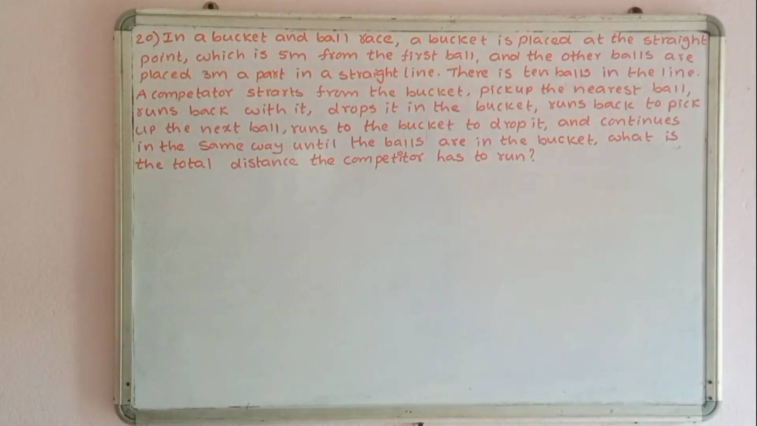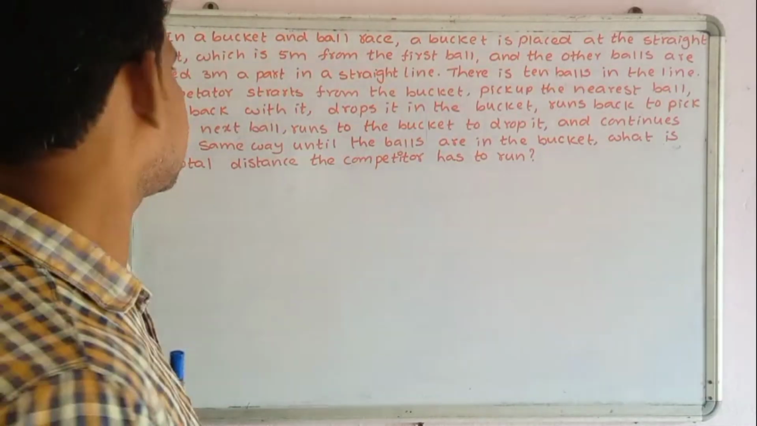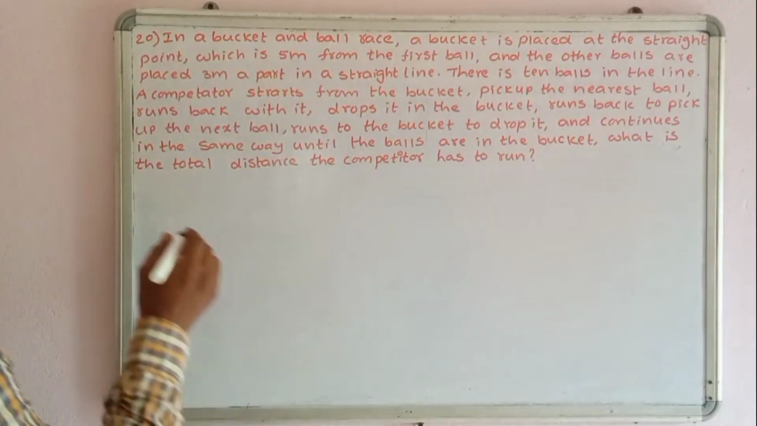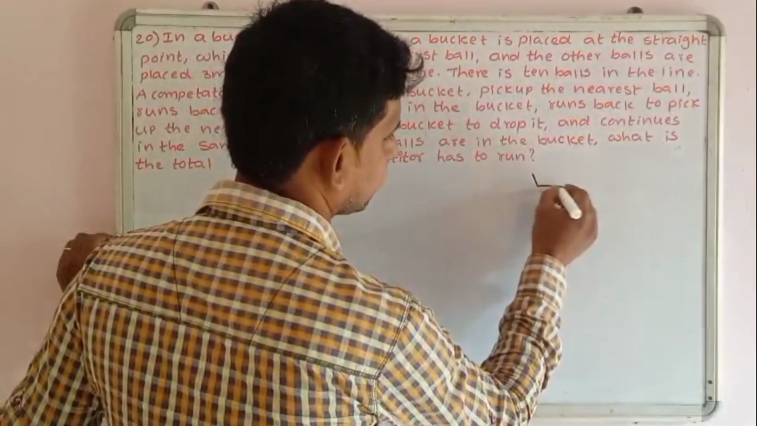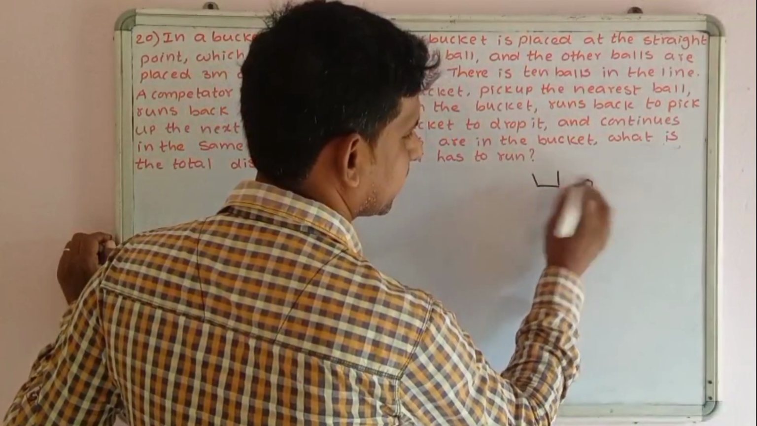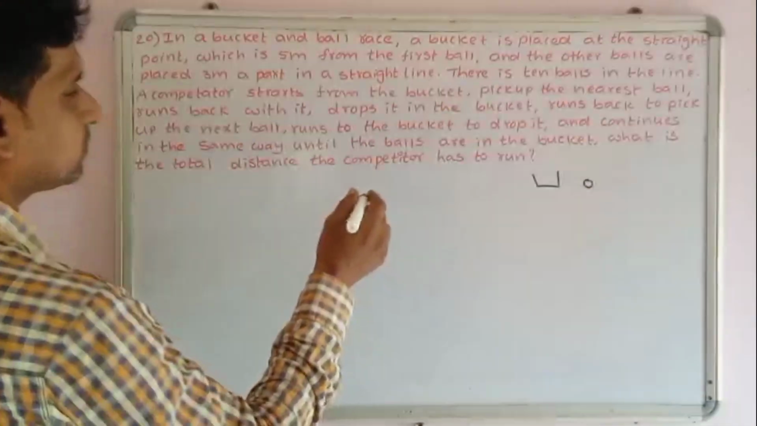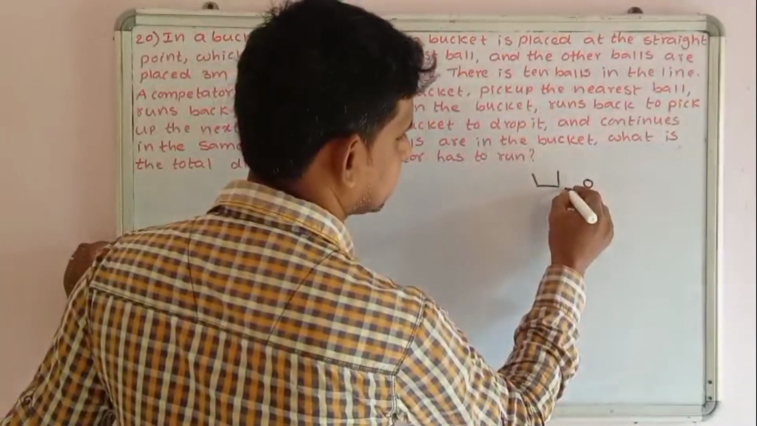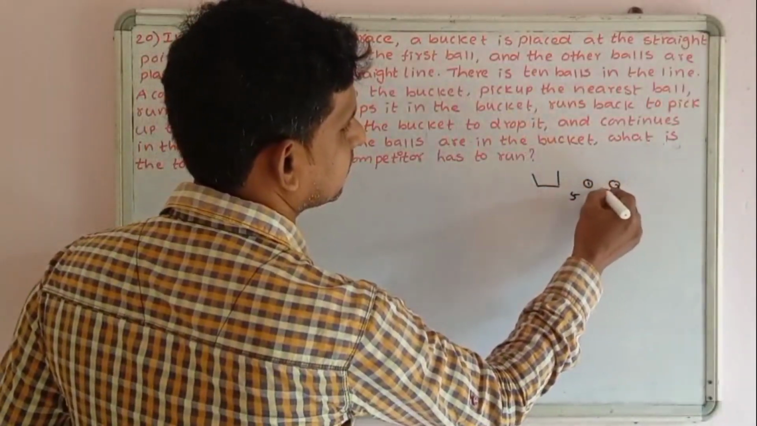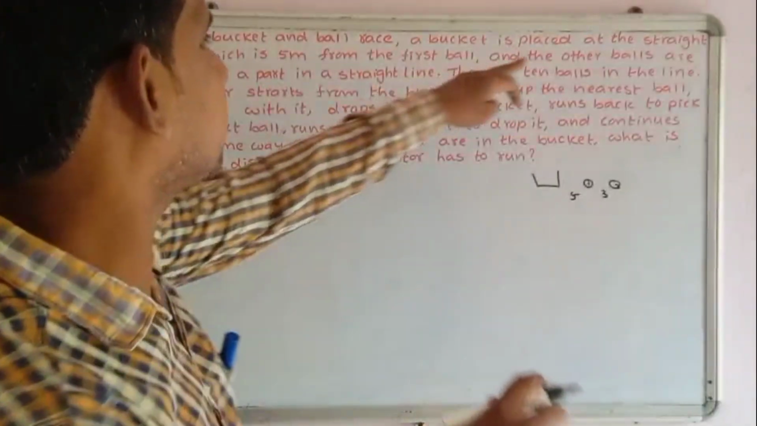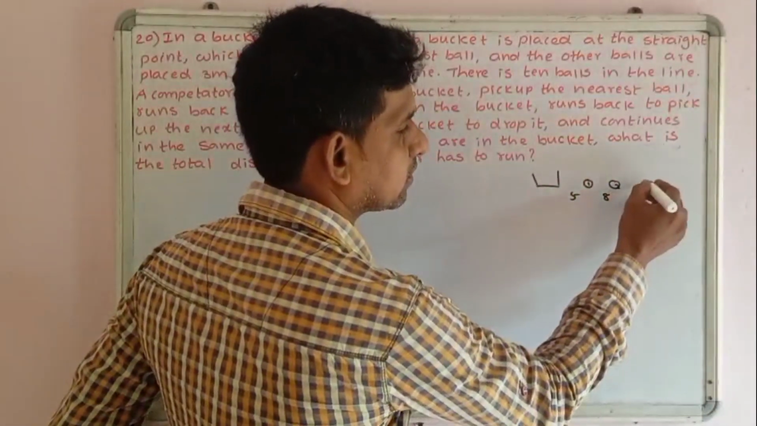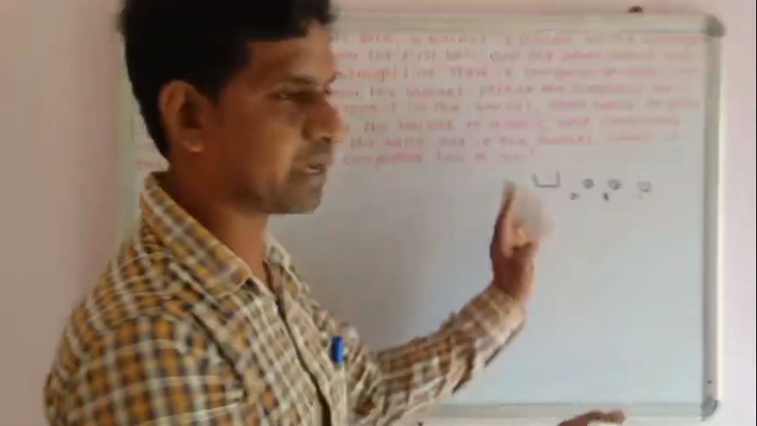Okay. In a bucket and ball race, a bucket is placed at the straight point, which is 5 meters from the first ball. This is the bucket. The first ball is 5 meters from the bucket. The second and the other balls are 3 meters apart. So the second ball is 3 meters more, which means 8. The third ball is 11 meters from the bucket.